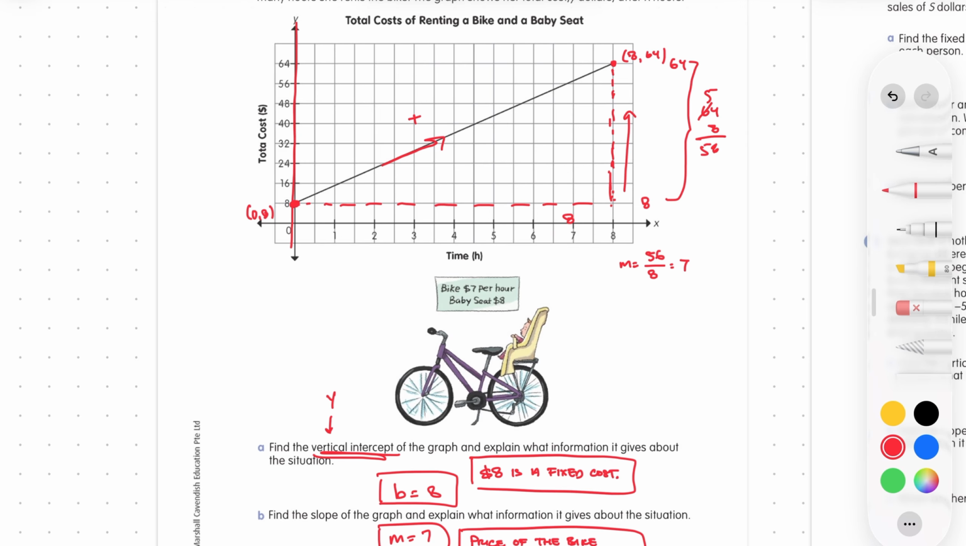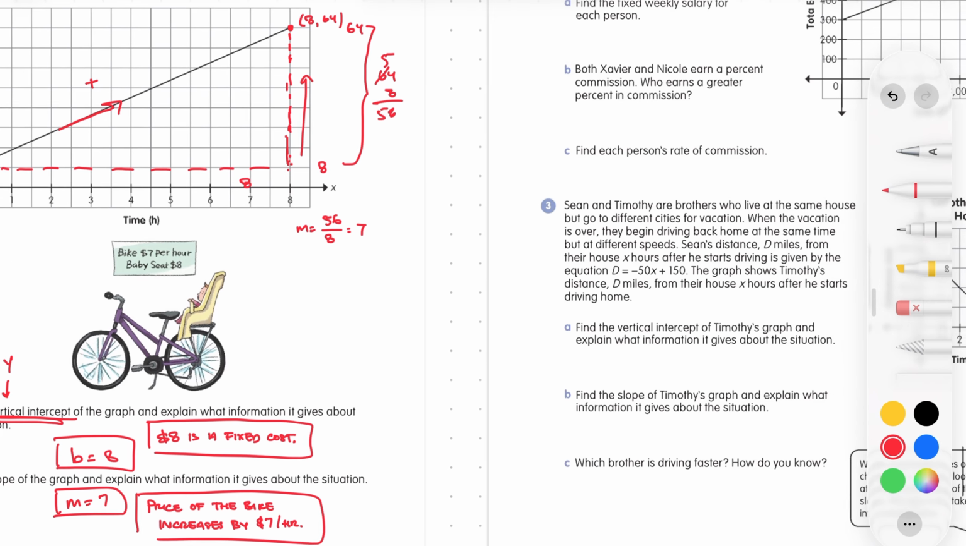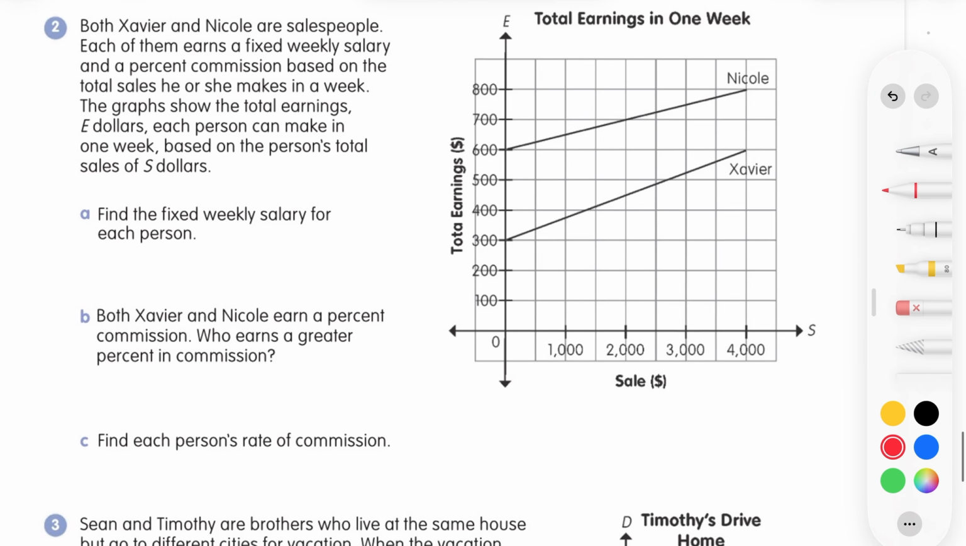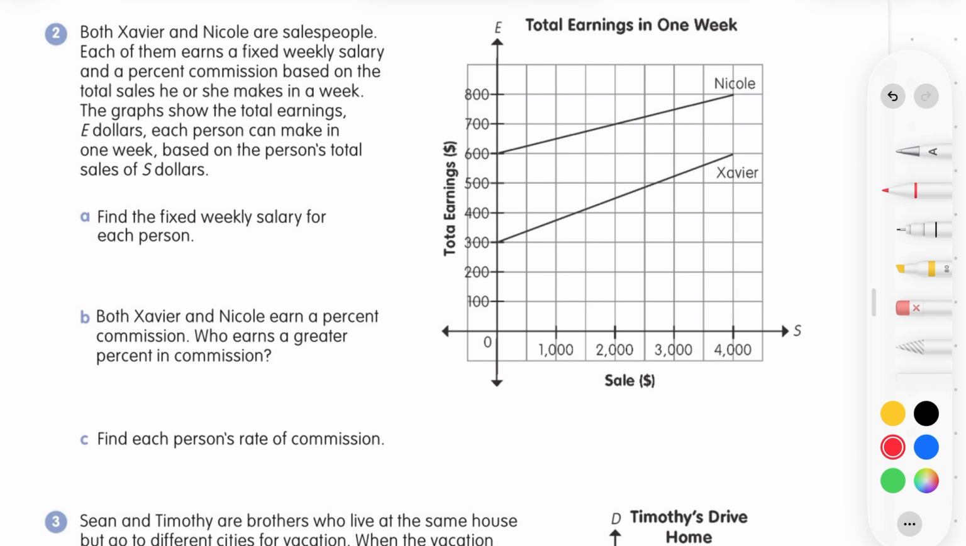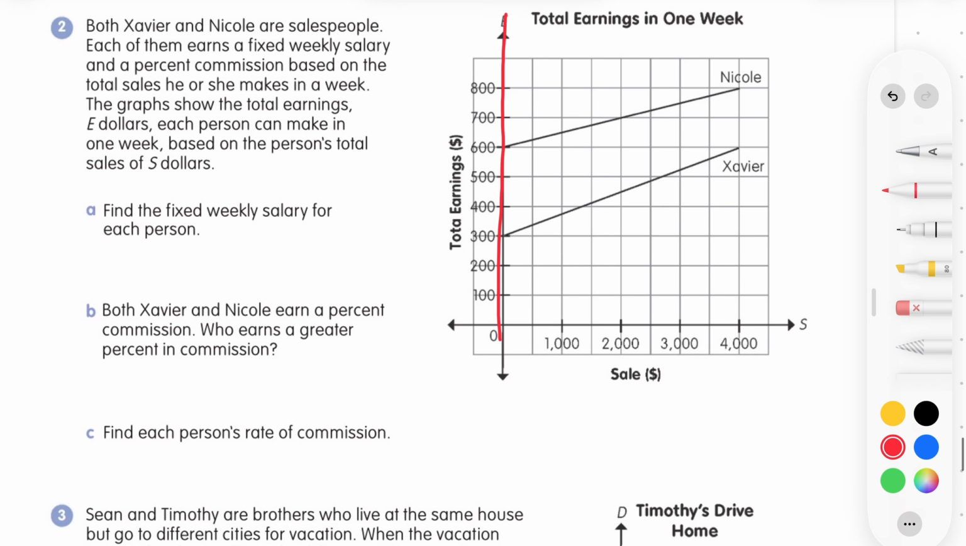So that's going to be my answers for number 1 for A and B. Let's take a look at number 2. Very similar style here. We have the fixed salary of each person. We know that it's going to be the y-intercept. I hope you're making this connection: anytime you see fixed, that's going to be the y-intercept. That's the number that doesn't change no matter what happens.